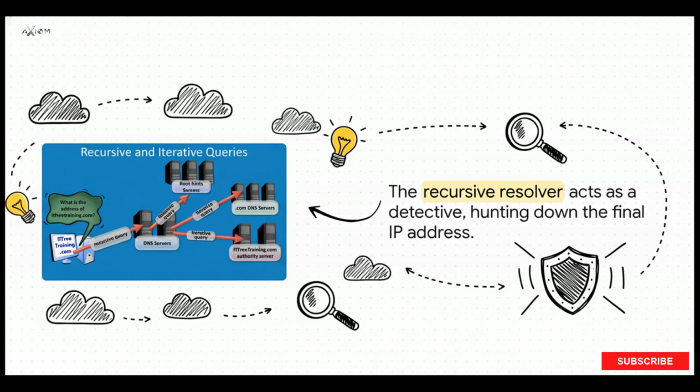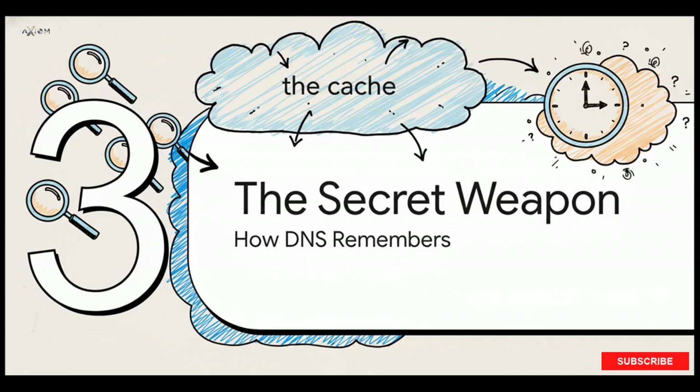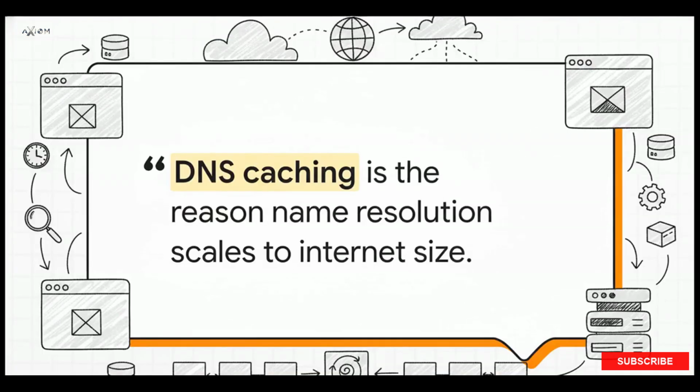It's hopping from server to server, gathering clues until it finally cracks the case and gets that IP address. But even this amazing process would be way too slow if it happened for every single request. And that's where DNS's real secret weapon comes in. And that secret weapon is caching. It's all about how DNS remembers answers it's already found, so it doesn't have to play detective every single time.